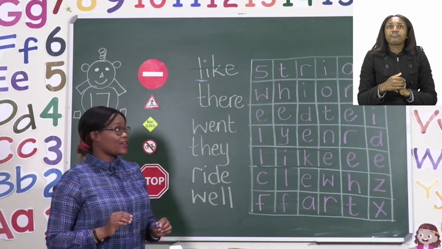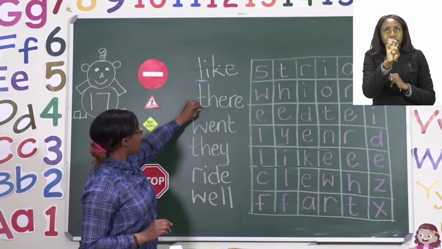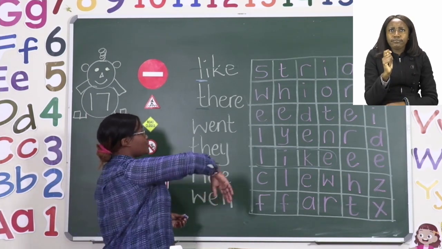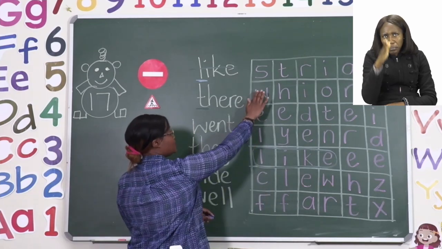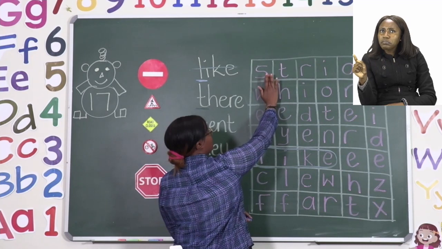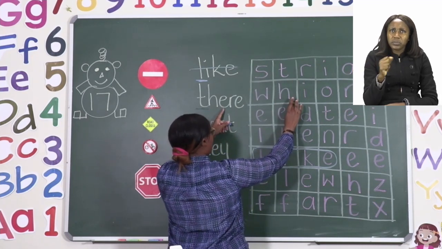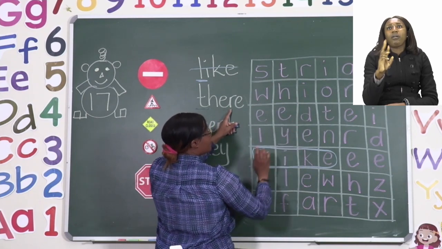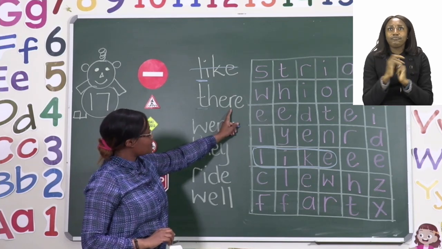The next word that we're going to do is there. We're going to focus on our T to start with. Now remember, you can start by searching across or down. Since we started going down, we can do across. There is a T here, and an H, and an E, but there is no R. So this is not my word there. Let's continue.